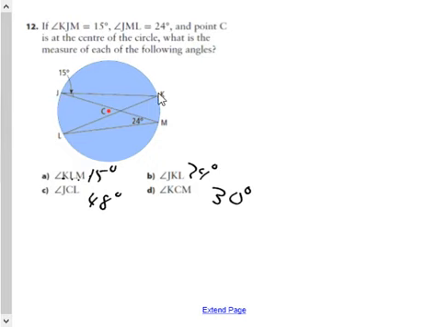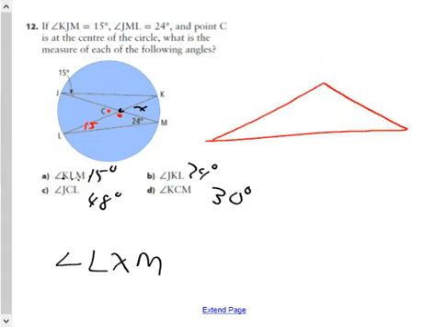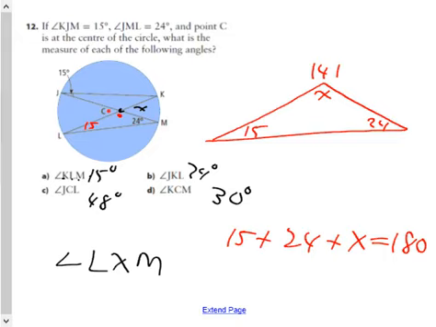And real quick, I'm going to ask you another question. If I put this point here and called it point X, and then asked you, what is the measure of angle LXM? I want you to stop for a second and try and figure that out. Go ahead and do that now. So if I redrew this triangle over here, it would look like this: 15, 24, and X. Since the three angles inside a triangle have to add up to 180, it has to be 141, because 15 plus 24 plus X is 180.